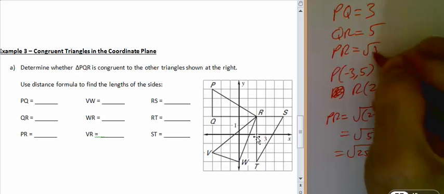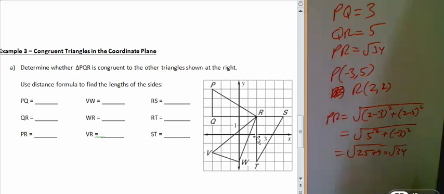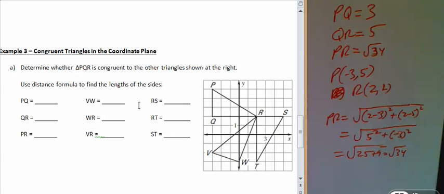Okay, so you would just put that. You don't need the decimal for that. You could just write square root of 34. Because remember what you're looking for. You're literally looking for, do I have 3, 5, and square root of 34 on any of these two triangles? If you do, well, then they match up. So that's what you're looking for.